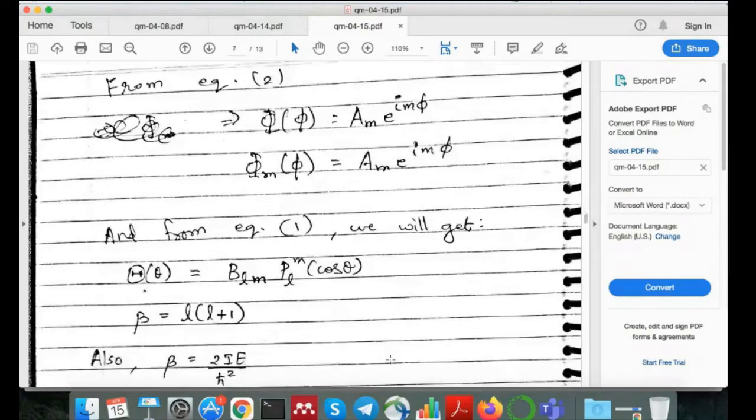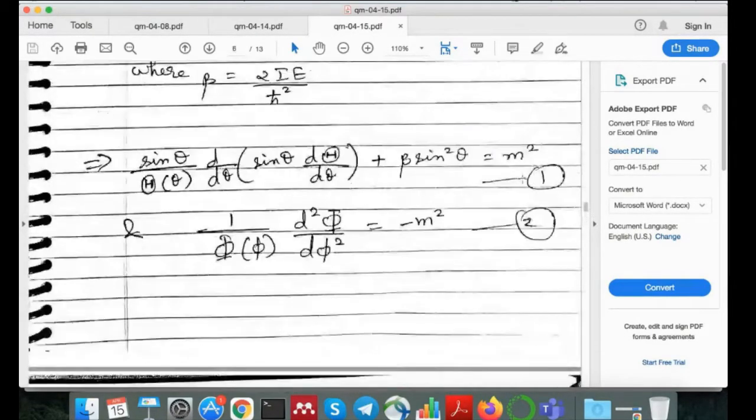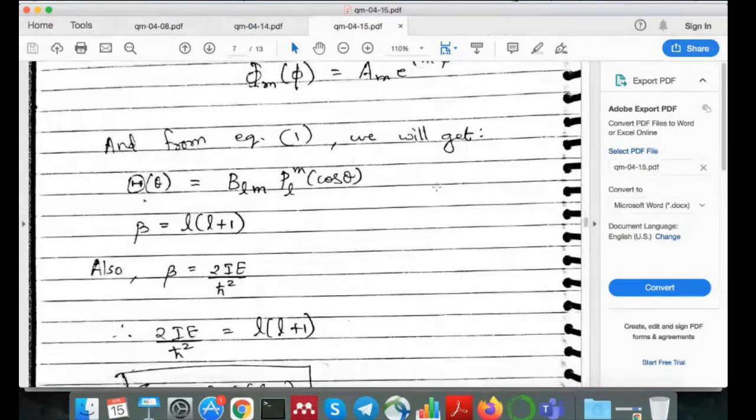And then from equation 1, if we solve it just like we did for the hydrogen atom, we will see that the function theta turns out to be some Legendre polynomial, which is basically PLM of cos theta with some normalization constant. And beta turns out to be L into L plus 1. Okay, and L is an integer going from 0 to n minus 1. So that is your beta.